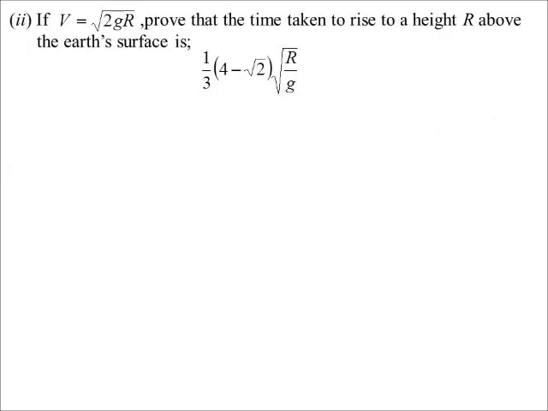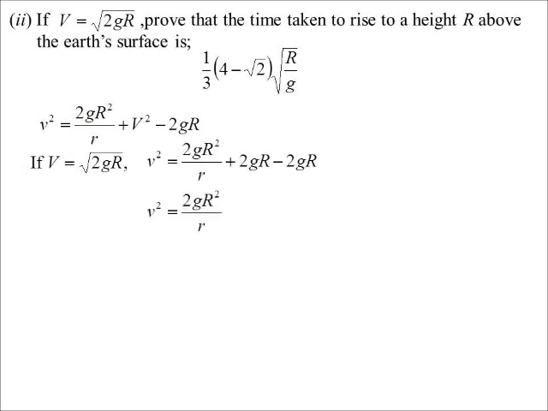Now we have a real fun bit. Let's assume we're sending it off with that velocity of the square root of 2gr. We're now going to find the time it takes to rise to a height of capital R above the Earth's surface. Remember, we got our formula, little v squared is 2gr squared, etc. We're trying to find a link between velocity and time here, are we? We'll displace. Capital V, we're setting as the square root of 2gr. That makes life easy because look what happens.